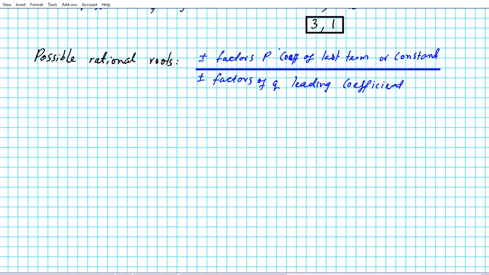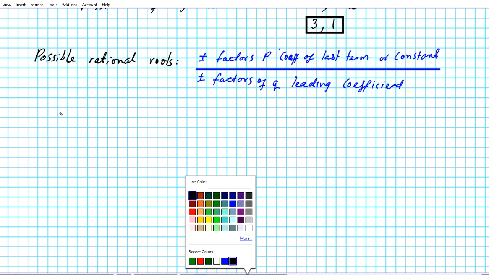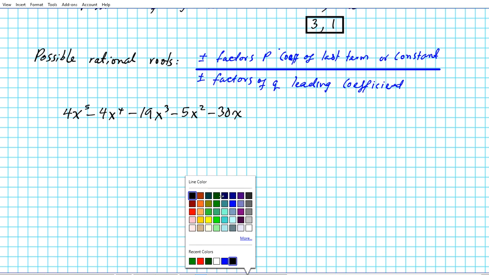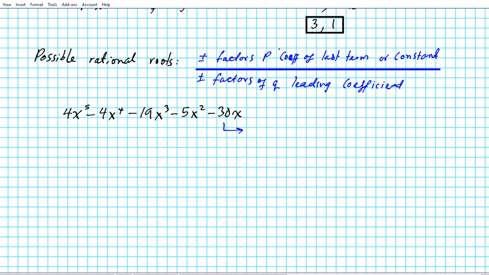All right, so let's rewrite our polynomial equation. We have 4x to the fifth power minus 4x to the fourth minus 19x to the third minus 5x squared minus 30x. In this setup, the p term is either the constant or the coefficient of the last term. So this will be our p term, negative 30. And then our q term will be the leading coefficient, which is 4. So we know that p is negative 30 and q is 4.